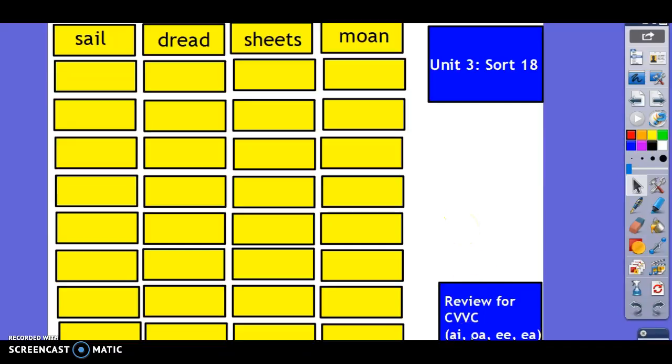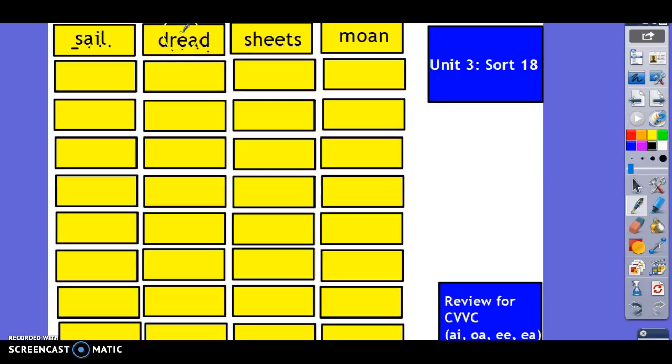So, for example, in sail, I have a C, V, V, C pattern. My first vowel is an A, so remember when two vowels are together, we make that long A sound, so sail. The next one I have is dread, so I have a C, V, V, C pattern.